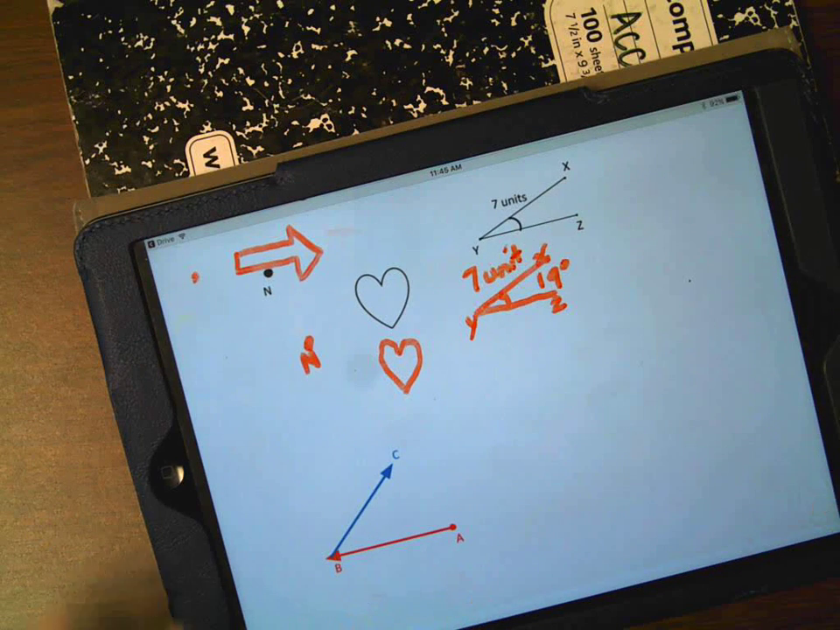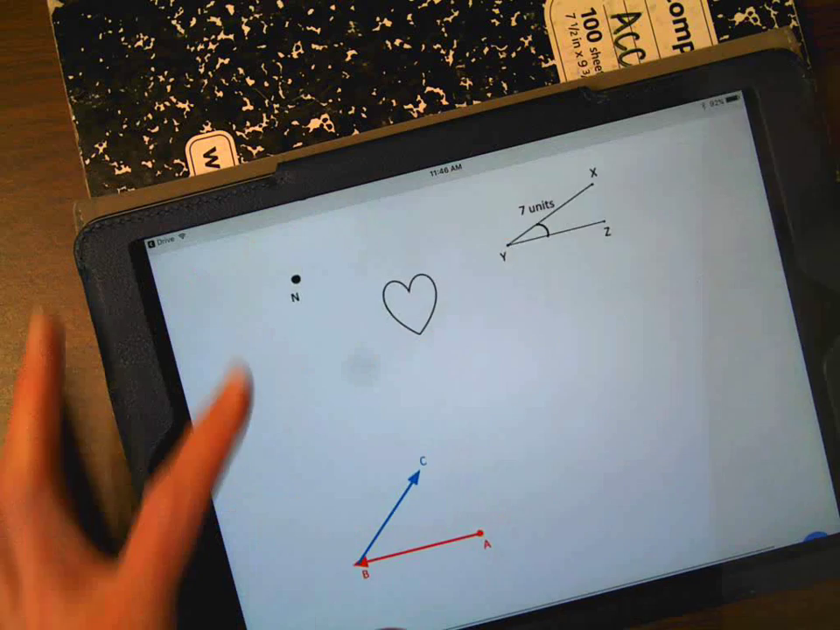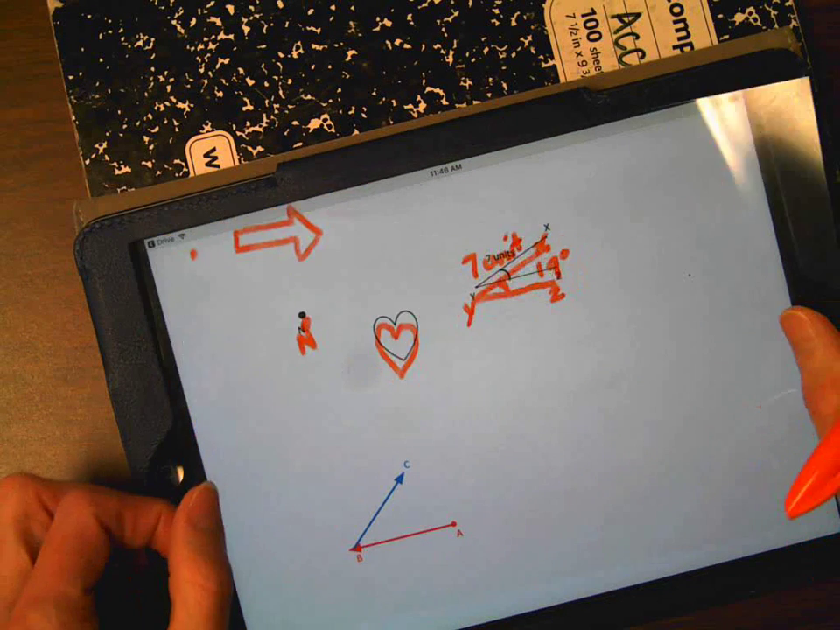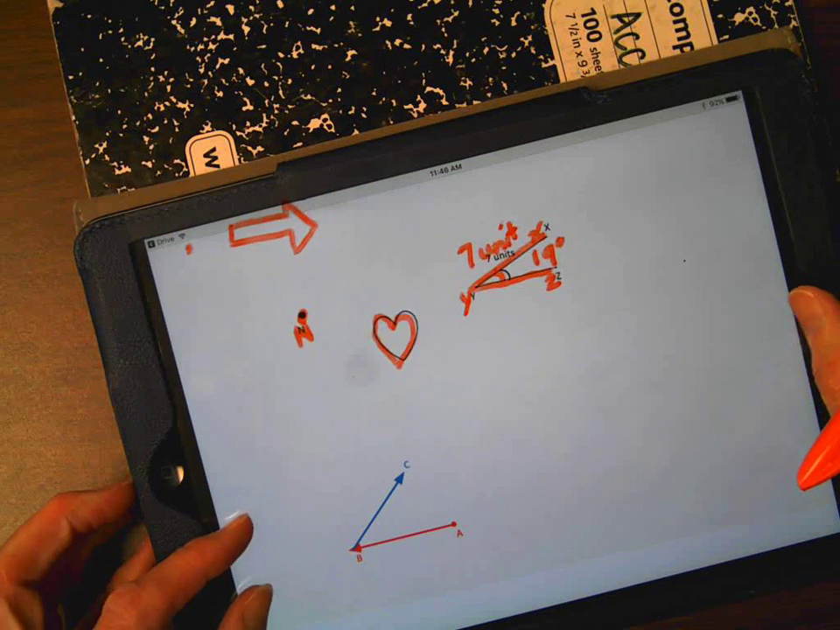Okay? And, ooh, don't do that. Don't do that. Go back down. Okay. This is hard writing on an iPad and not expecting it to move.